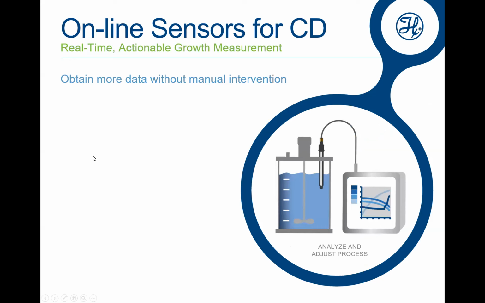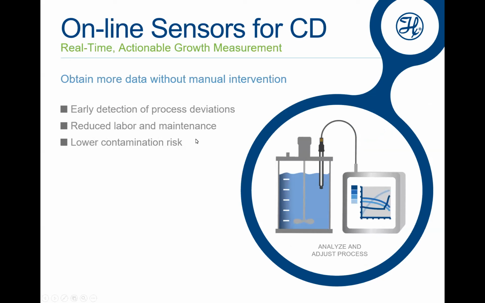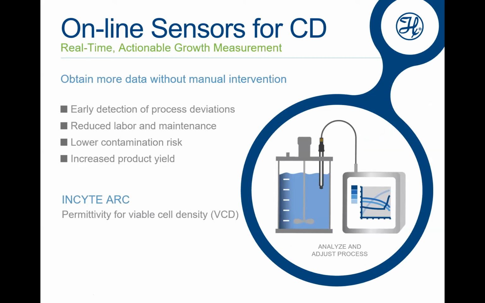Online monitoring allows an early detection of process deviations. You can reduce labor and maintenance. You can lower your contamination risk. And of course, you can increase the product yield and the quality of your product when you are using an online sensor like the Incyte Arc.